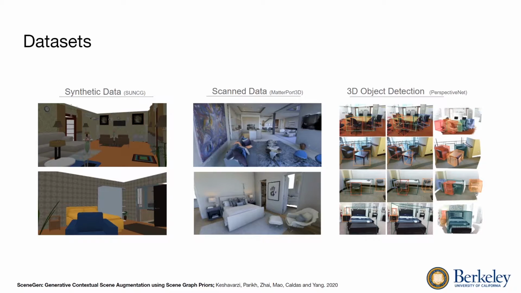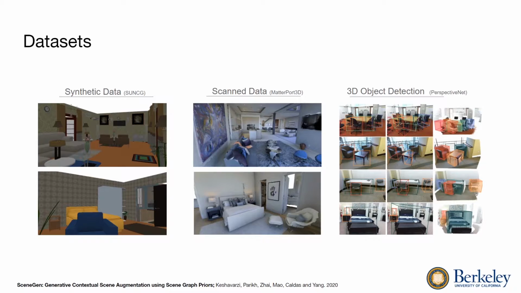The second type, which is an emerging set of data sets, is also fully scanned homes, and you can imagine how hard it is to scan all these scenes. Matterport 3D is a very good data set in this regard. There's a bunch of other data sets, but I guess probably the best open source available data set right now is Matterport 3D.